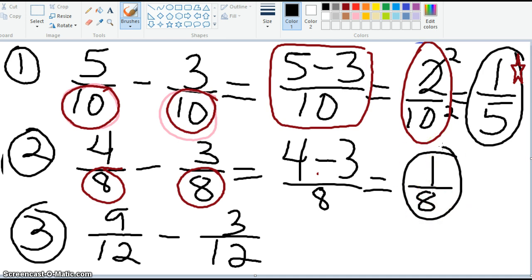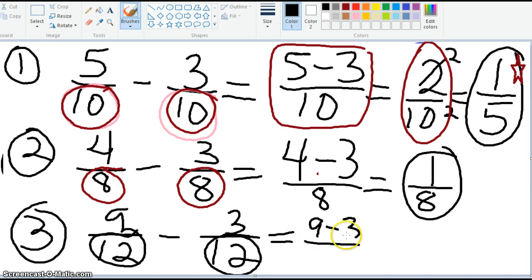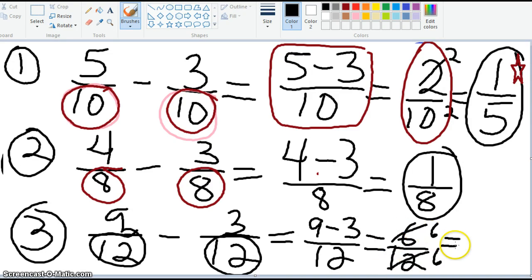When I look at number 3, the same principle applies here. I have 12s on the bottom, so I'm going to rewrite this problem as 9 minus 3 over 12. And this gives us 6/12. Now, if you know your multiplication tables, you know that 6 times 1 is 6 and 6 times 2 is 12, which means I can divide both sides here by 6. So if I divide both sides by 6, what I end up with is 1/2. This is the lowest possible term that I can reduce the fraction 6/12 down to.